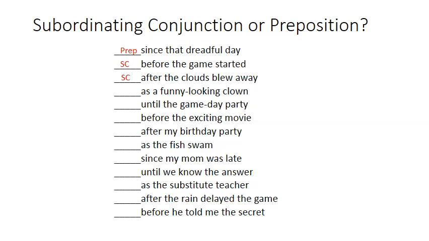Okay, let's look at the next one. "As a funny looking clown." Okay, the subordinating conjunction or preposition is "as." Let's see if we can find a subject and a verb. "A funny looking clown." Well, "clown" could be a subject, but there's no verb. The clown is not doing anything here. So this is a prepositional phrase, which means that "as" is functioning as a preposition.